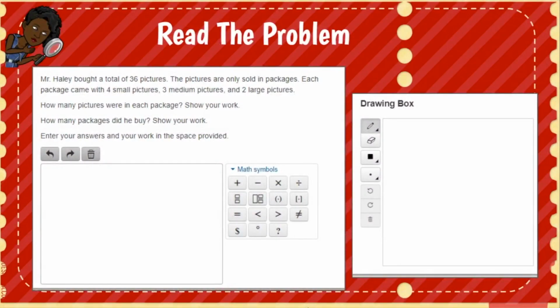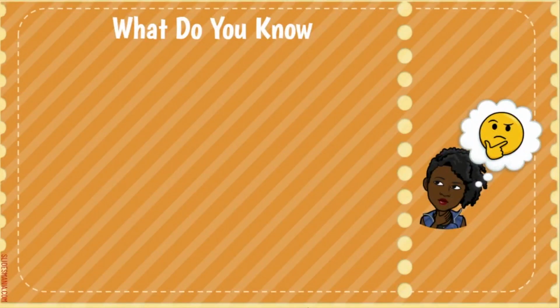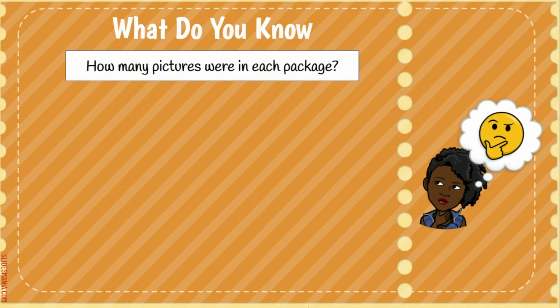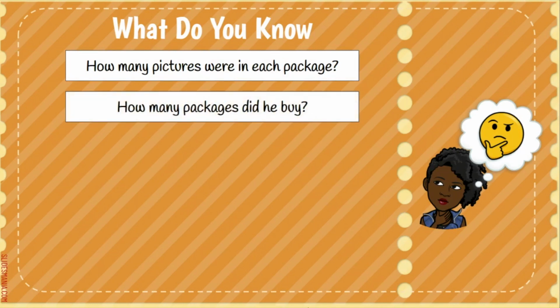This is a visual of the entire problem. This is the way your problem will look virtually. You will be given a space to explain your work, and you will also be able to enter equations in the space using the equation editor located on the right side of your workspace. You may also see a drawing box for you to model your work using the drawing tool. The questions we will be finding the answers for are: how many pictures were in each package? And how many packages did he buy?